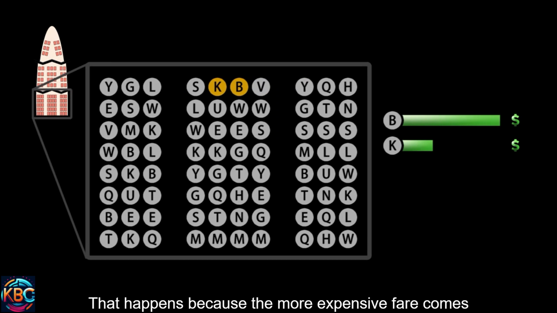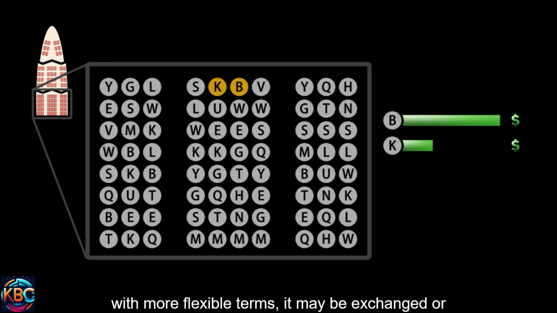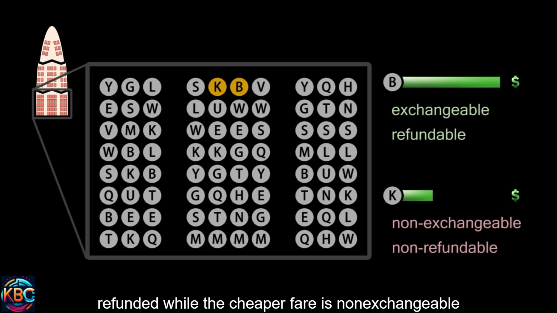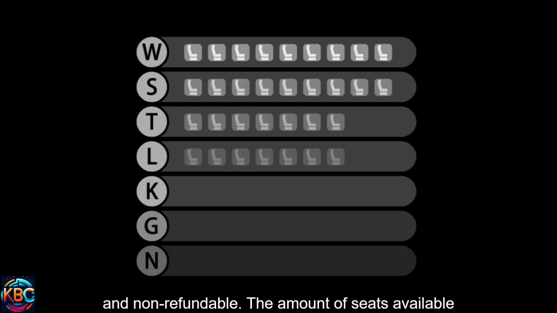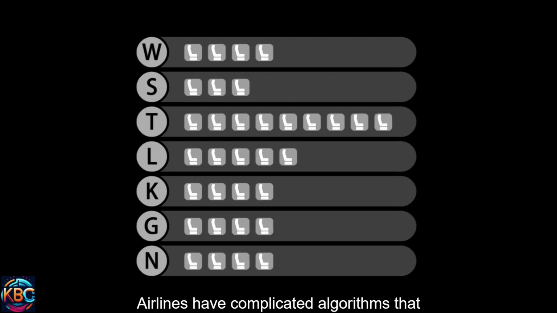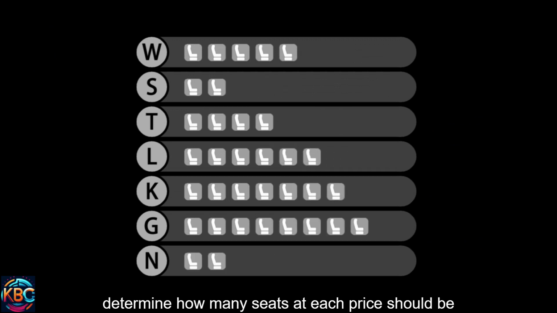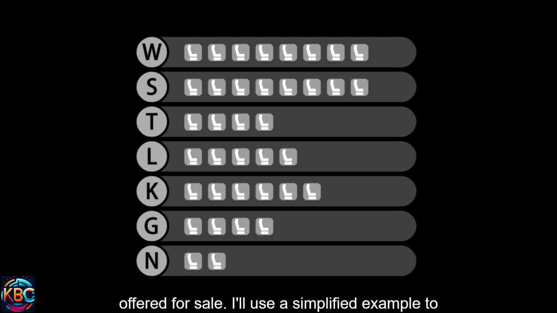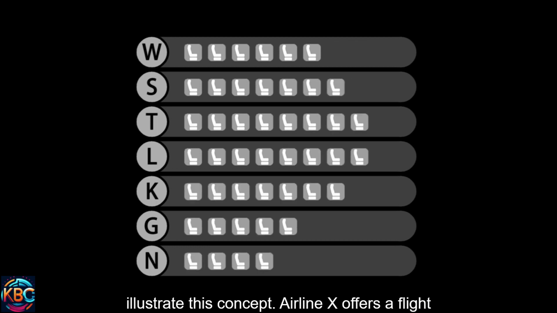That happens because the more expensive fare comes with more flexible terms. It may be exchanged or refunded, while the cheaper fare is non-exchangeable and non-refundable. The amount of seats available in each booking class is constantly changing. Airlines have complicated algorithms that determine how many seats at each price should be offered for sale. I'll use a simplified example to illustrate this concept.